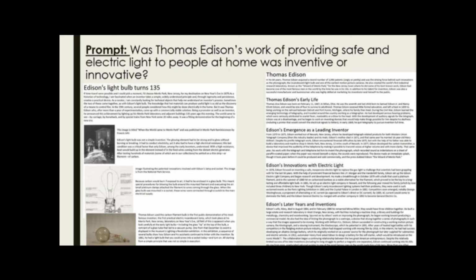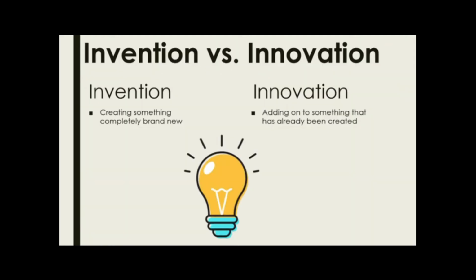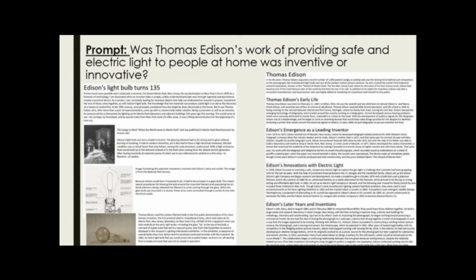Now, you're probably sitting at home thinking to yourself, well, Ms. Turner, I can't remember the difference between those two words. Not to worry. Invention versus innovation. An invention is when you create something completely brand new. You start from scratch, you put it together, and you create something that's never been created before. When you innovate, or are an innovator, or there's an innovation, you're adding on to something that has already been created, but you're making it better. So as you go through these two texts today, you're thinking, did Thomas Edison create something completely new, or did he just build on something that already happened? And you're finding evidence that supports this.